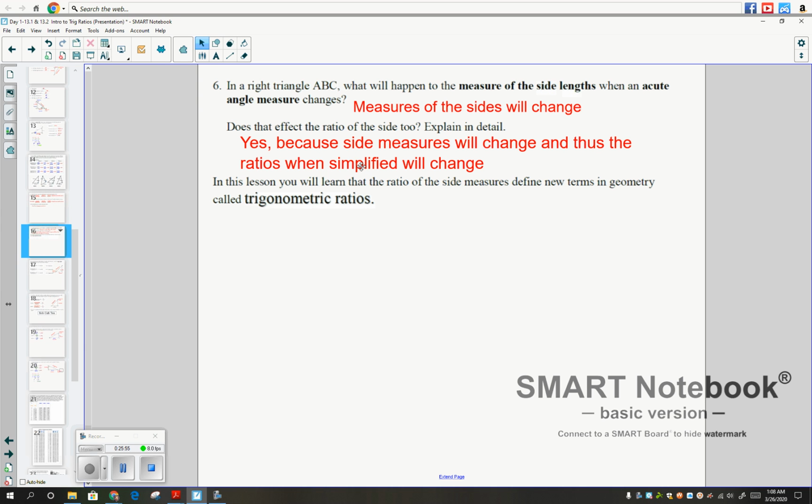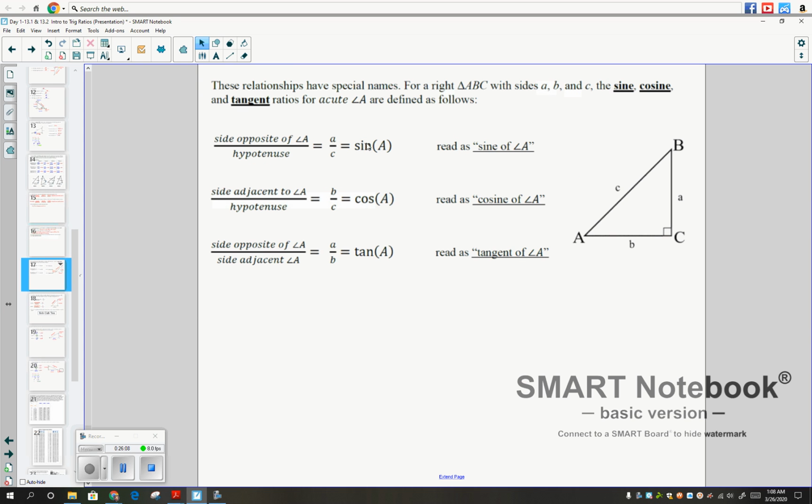Okay. Well, what we're going to look at in this lesson is we're going to learn that the ratios of side measures will define new terms in geometry called trigonometric ratios. That's what we're going to look at here. We have 3 trigonometric ratios: sine, cosine, and tangent.